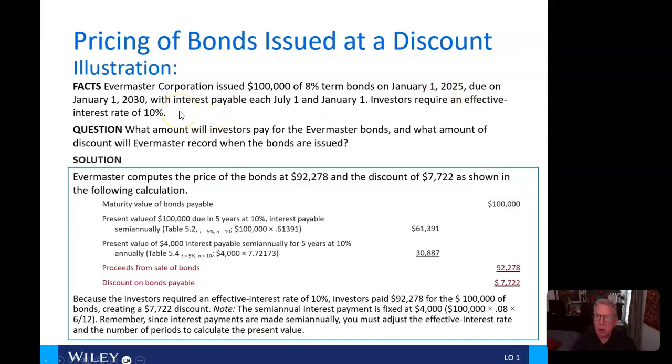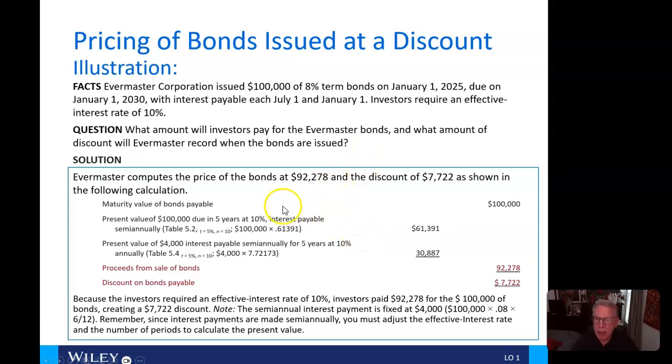Here, the Evermaster Corporation issued $100,000 of 8% term bonds on January 1, 2025 that are due 5 years later on January 1, 2030, with interest payable semi-annually on July 1 and January 1. The investors require an effective interest rate of 10%. Okay? All right, so what amount will investors pay for the Evermaster bonds, and what amount of discount will Evermaster record when the bonds are issued?